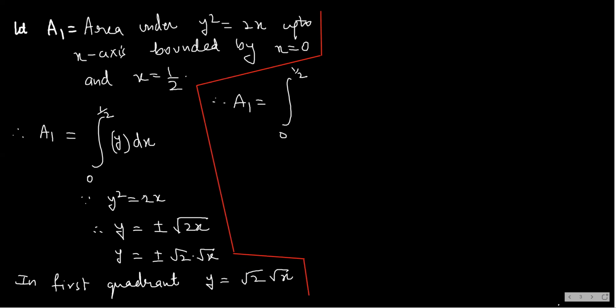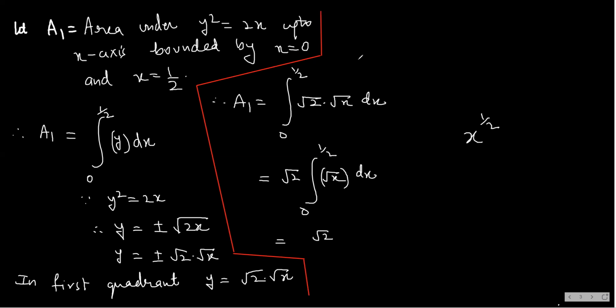What is y? Y is root 2 into root x. So root 2 into root x dx. Root 2 is constant, so I will write it out: root 2 out, and integral from 0 to 1 by 2 of root x dx. You know root x is x raised to half, so its integration will be x raised to 3 by 2 upon 3 by 2, from 0 to half.